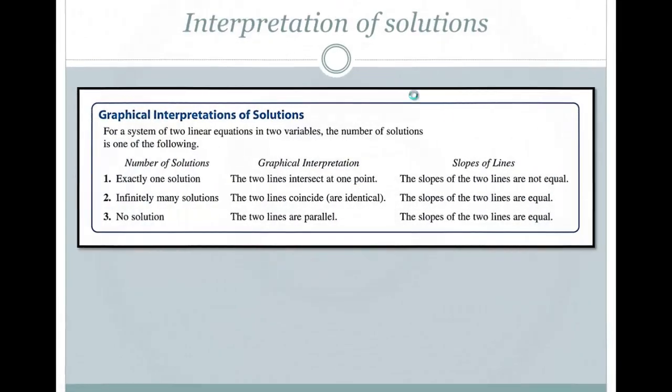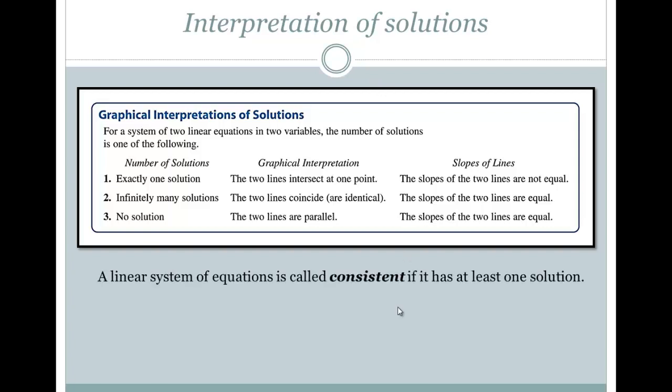I do want to talk about one thing, and it's the interpretation of our solutions. In some of your reading, you guys will see that we talk about different types of solutions, and one of them is a consistent solution. A linear system of equations is consistent if it has at least one solution. In other words, if those two lines at least either intersect, in which case I'd have one solution, or if they are the identical line, then they would be called a consistent solution.